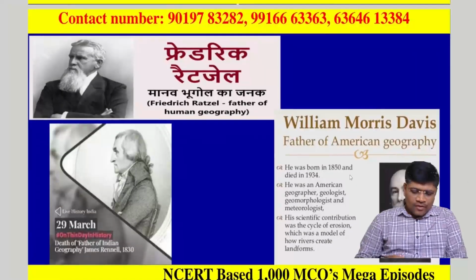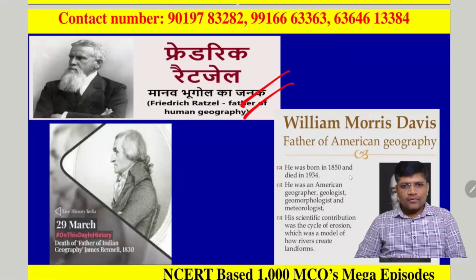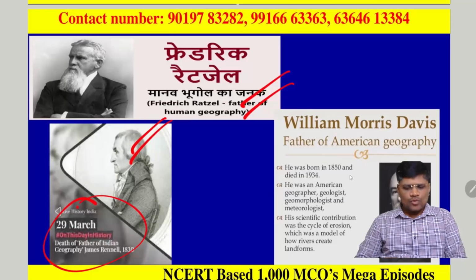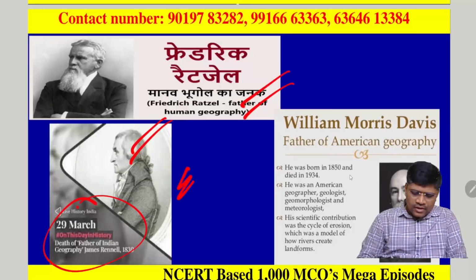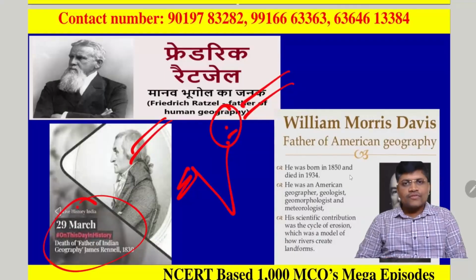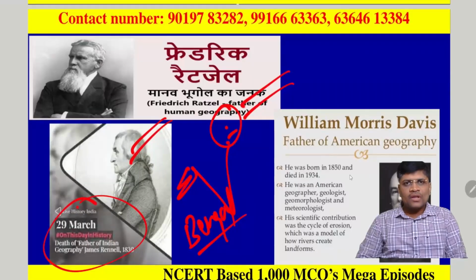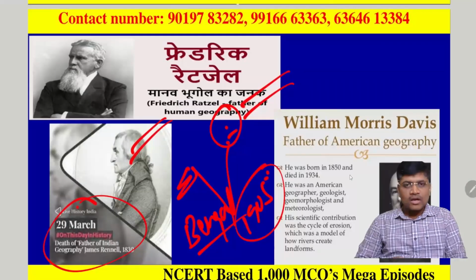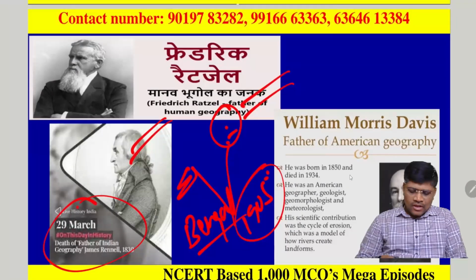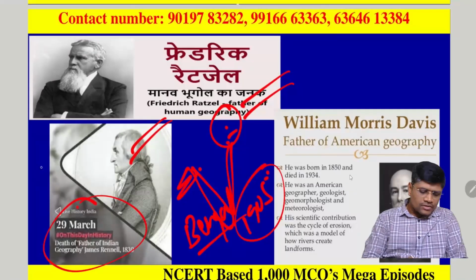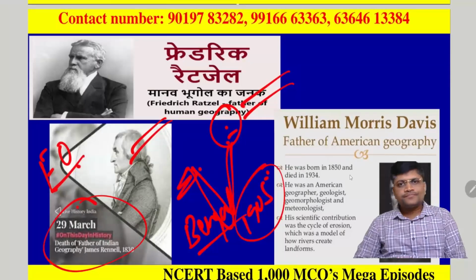Here we know that Frederick Ratzel is called the father of human geography, and this other person is called the father of Indian geography. James Rennell, why is he called so? He was the Surveyor General in the British Indian period. He first prepared the map of Bengal, because Bengal was the initial capital of the British. Before 1905, when it was shifted to Delhi, Bengal was the capital of British India. Later he calculated the coastal length of India. Because of it, he is also called the father of oceanography.